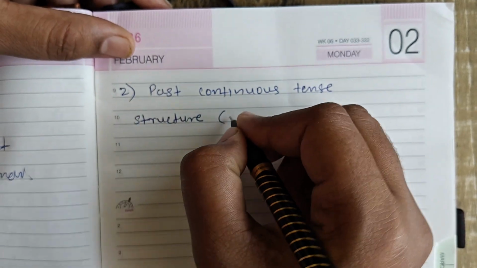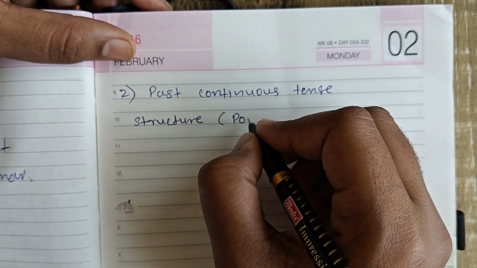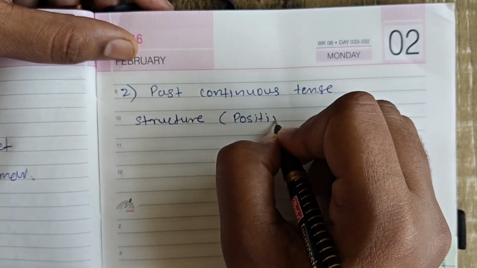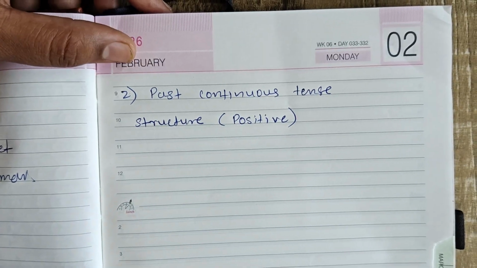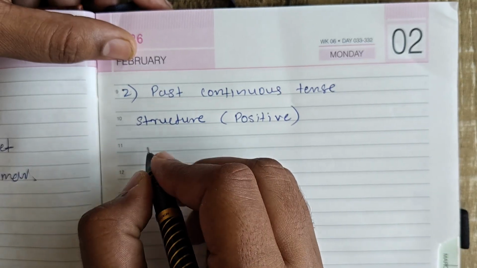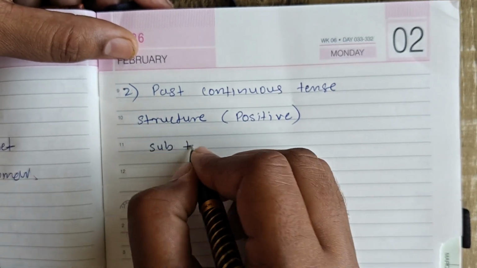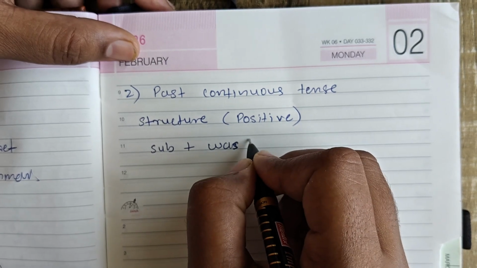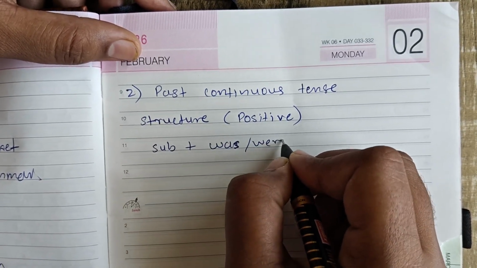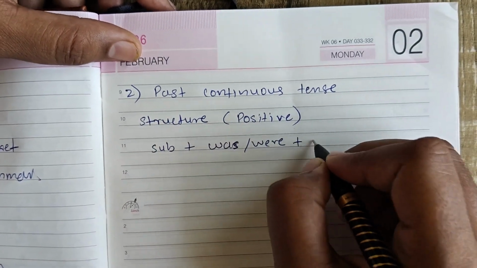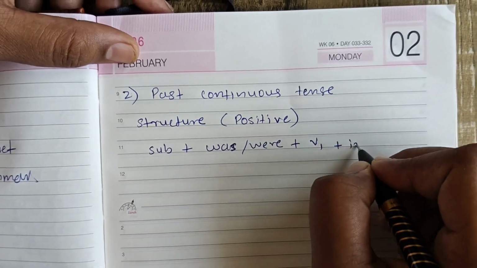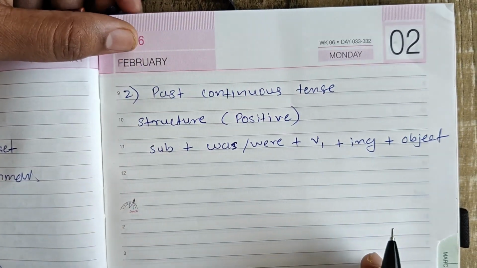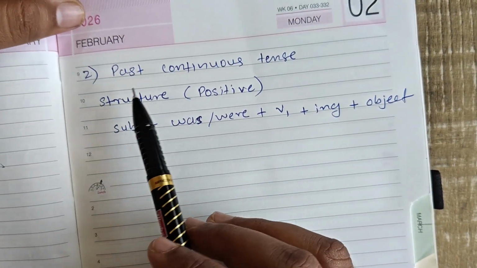The positive. For the structure we use while making positive sentences in past continuous tense, first comes subject, then was, were. Here the helping verbs changed here, and v1 plus ing plus object. Look here. This is the past continuous tense.